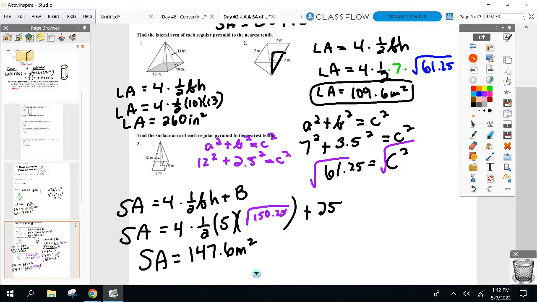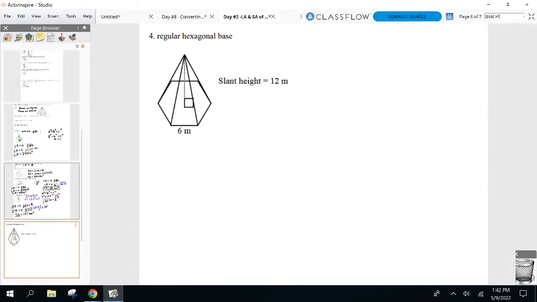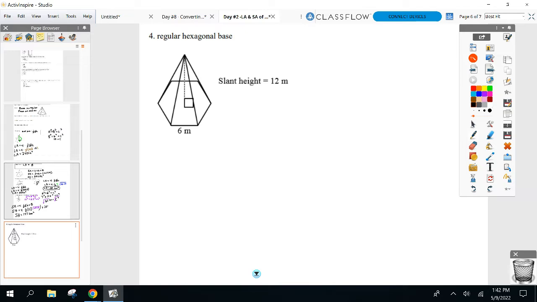Questions? Going? Ready to change from the square base? You guys have been on easy street with the square base. All right, take a look. Now it's a hexagonal base. Still regular. All sides are equal. Still regular. I'm not changing anything.